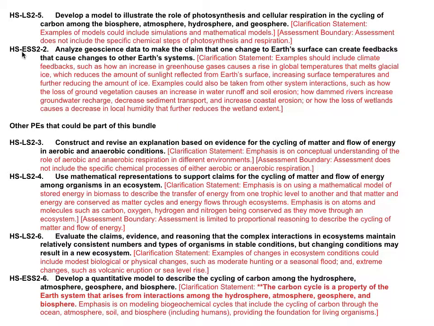Now, within the Earth and space science realm, we have been analyzing geoscience data to make a claim that one change in Earth's surface can create feedbacks that cause changes to other Earth systems. And in this particular case, we had an example of the hydrosphere, the water cycle, causing a feedback with the biosphere and seeing how those two interact, and they do that through changes to the soil, which we would call the geosphere. So we've definitely done a nice job of looking at that.